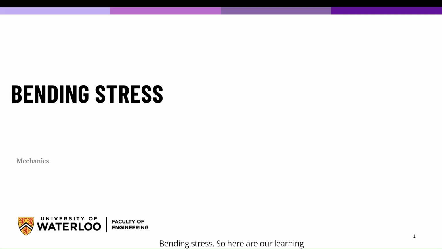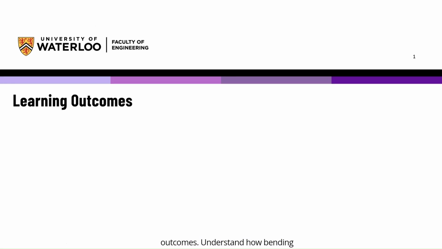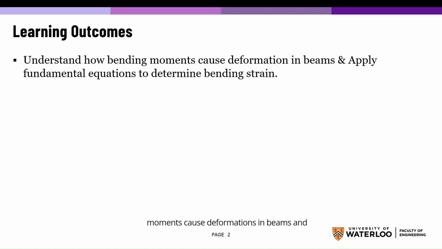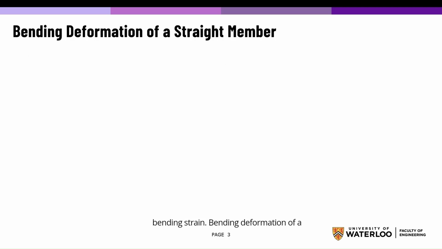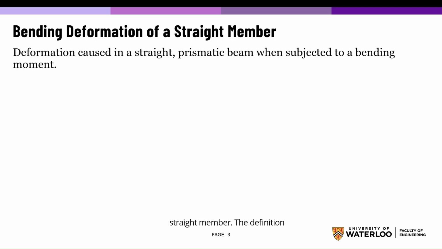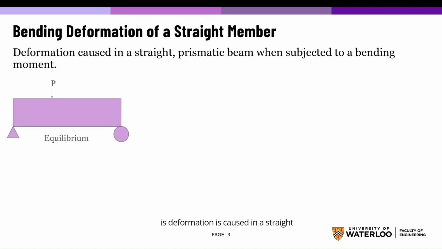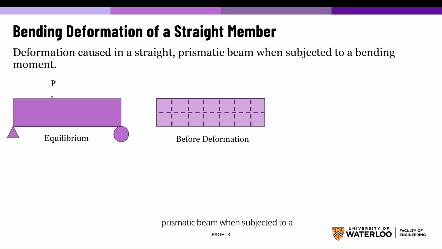Bending stress. So here are our learning outcomes. Understand how bending moments cause deformations in beams and apply fundamental equations to determine bending strain. Bending deformation of a straight member. The definition is deformation is caused in a straight prismatic beam when subjected to a bending moment.